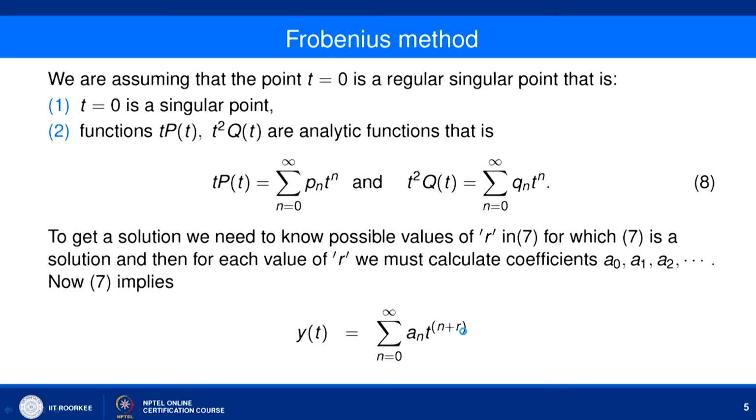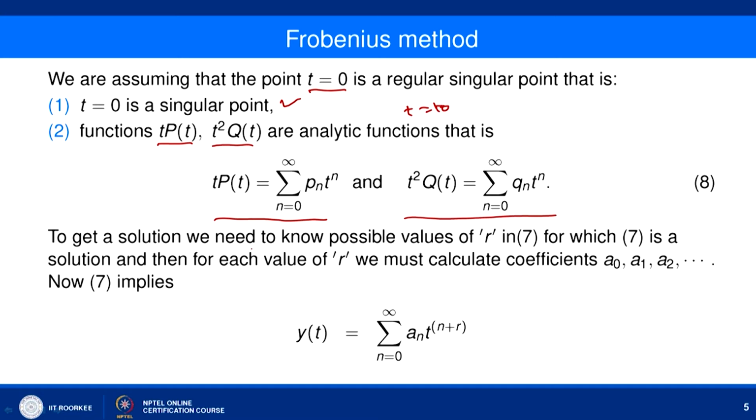So, what we are assuming so far is that t equal to 0 is a regular singular point. First of all, it must be a singular point, and second, the functions t p(t) and t squared q(t) are analytic functions in a neighborhood of t equal to 0. It means that t p(t) has a Taylor series expansion, the summation n equal to 0 to infinity of p_n t to the power n, and similarly t squared q(t) also has a Taylor series expansion, the summation n equal to 0 to infinity of q_n t to the power n.